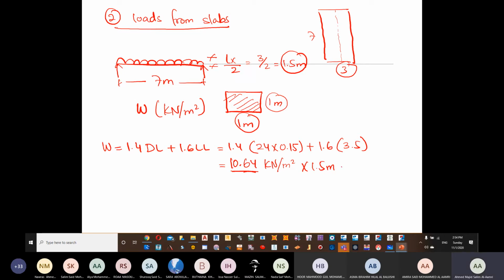Now, can you give me the total value here? Once again, for 1 meter height, it's 10.64. For 1.5 meter height, how much is it? It is going to be more than 10.64, of course. Are we clear? Is it clear, or do I need to explain it further?